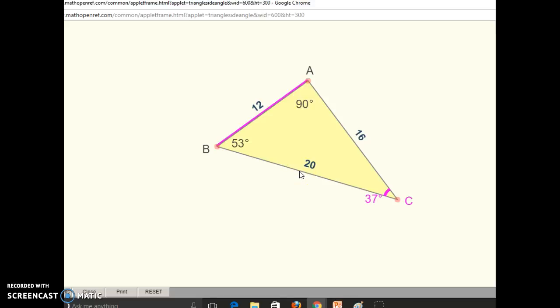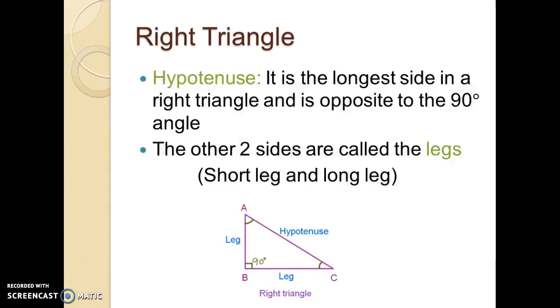The longest side is called the hypotenuse. The hypotenuse is the longest side in a right triangle and is opposite to the 90-degree angle. The other two sides are called the legs. So there's the short leg and there's the long leg.